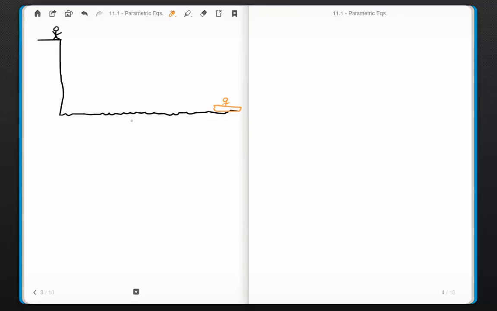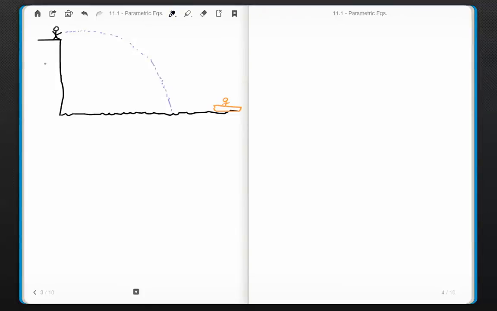So this person is on top of this cliff and they're going to throw a rock. Let's make the rock purple because we haven't used purple this semester. They're going to throw the rock this way, and we know that the rock is going to land somewhere out here, hopefully short of me in the sea kayak.